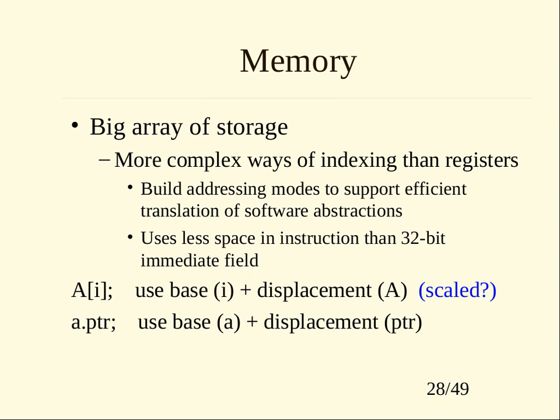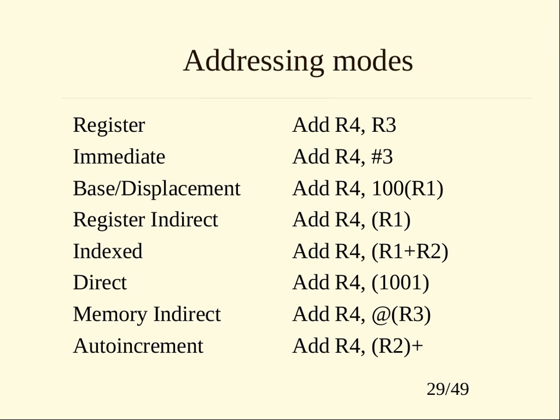So A sub I, remember this is an array. Use the base plus the displacement of A, maybe scaled based on what the array is. Integers are 4 bytes, characters are 1 byte. A dot pointer, use the base plus maybe the displacement of the pointer. This is a record, so remember you have an object, it may have different fields. So A is going to point to the beginning of that object, and it'll know what to jump down to in order to get to the pointer. There's different ways to think of memory and how they're implemented.